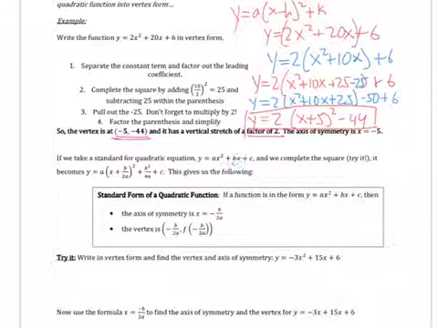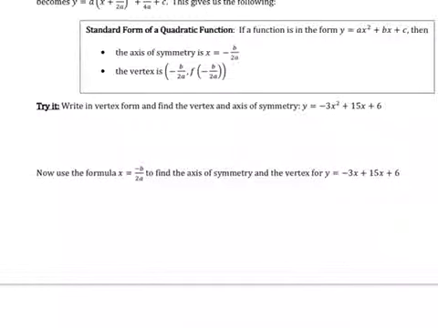So in general, if we have an equation in standard form, y equals ax squared plus bx plus c, the axis of symmetry is at x equals negative b over 2a, and the vertex's x-coordinate is negative b over 2a. Plug it in and you get the y-coordinate. So let's wrap it up with finding the vertex form here and the axis of symmetry here. So we're going to do the same thing.